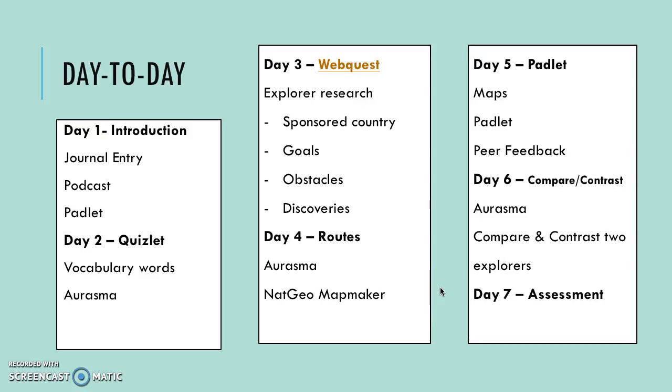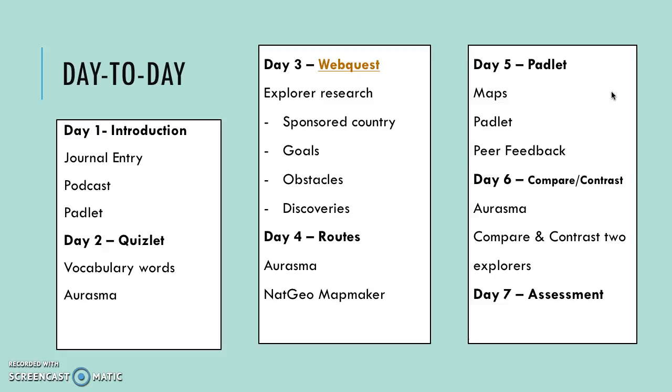Day 4 is the day that the students will be creating their Nat Geo Mapmaker. They will be researching different routes that the explorers took, and they will be trying to recreate those routes using the Mapmaker. On day 5, they will post their maps onto Padlet, and they will provide peer feedback.